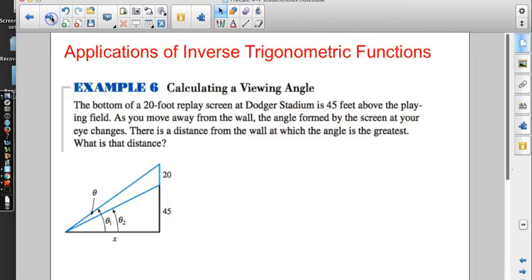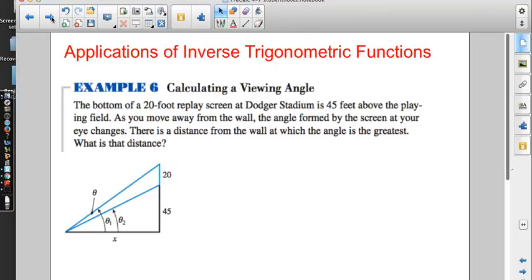This last one we're going to look at is a word problem, but we're going to turn a lot of this over to the calculator. When we write this and have it all done, we'll turn it over. So it says the bottom of a 20-foot replay screen at Dodger Stadium is 45 feet above the playing field. As you move away from the wall, the angle formed changes, obviously. It's a different angle to the top. There is a distance from the wall at which the angle is the greatest, and what is that distance? Well, this is the answer they want us to find here, right here at theta. What is that greatest distance?